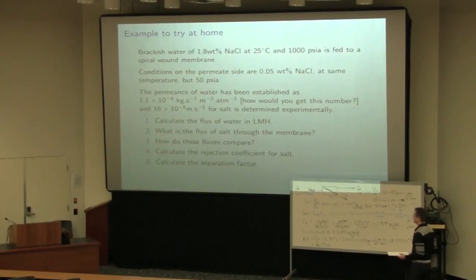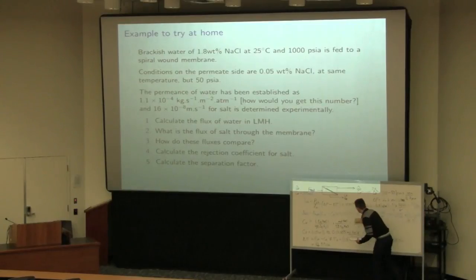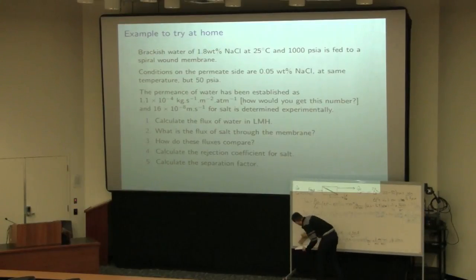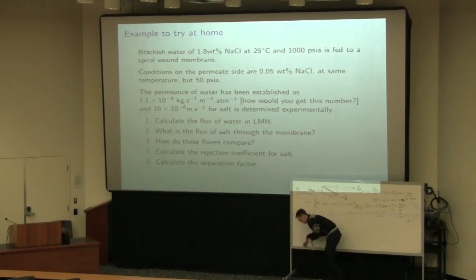Okay, then the rejection coefficient. What is the rejection coefficient defined as? You may have to go back into your notes to the previous class to get to that. Concentration of the permeate divided by the concentration in the retentate.